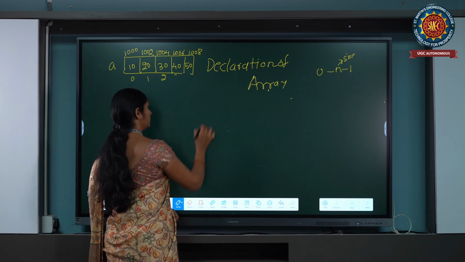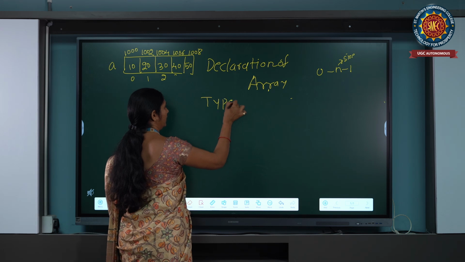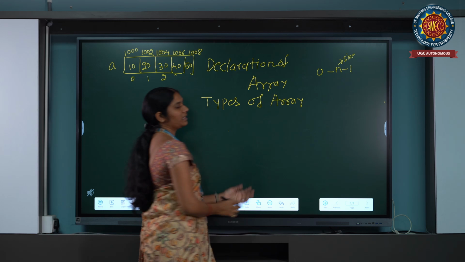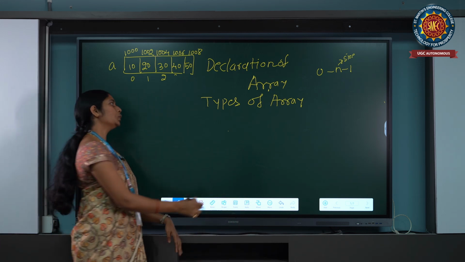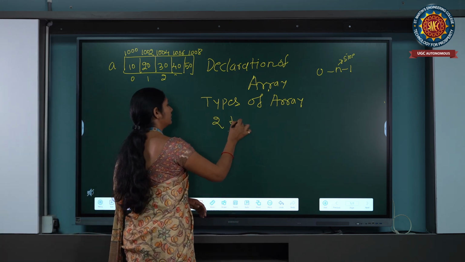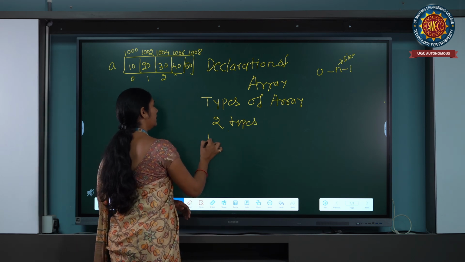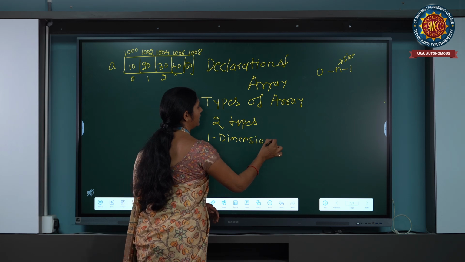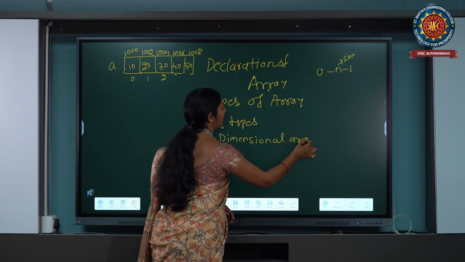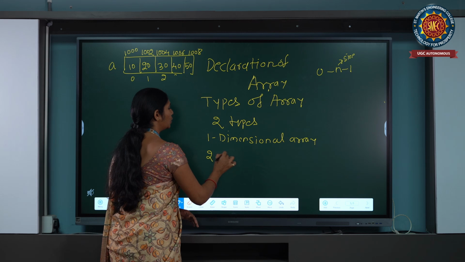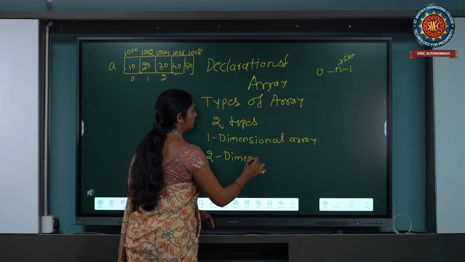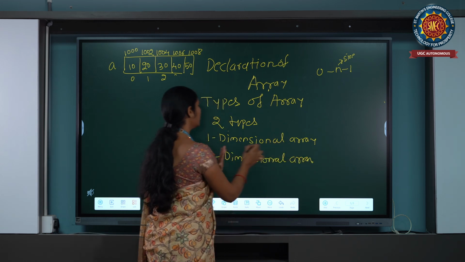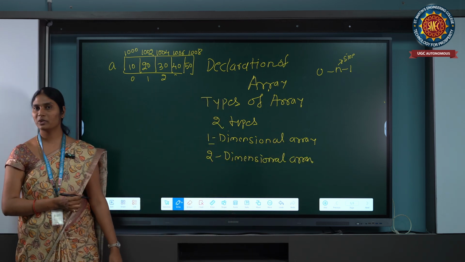Types of array. In the C programming language, there are two types of array. First one is the one-dimensional array, and the second one is the two-dimensional array.